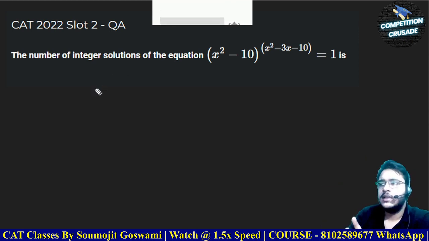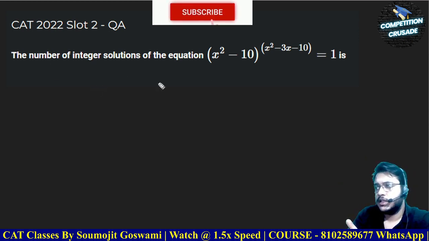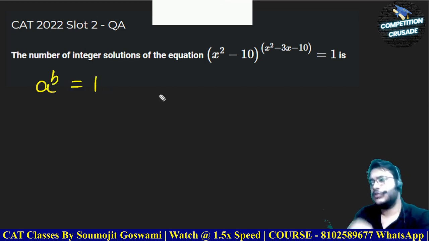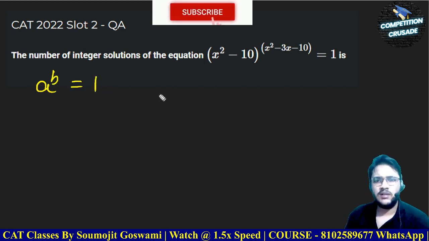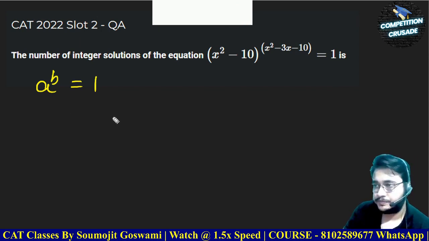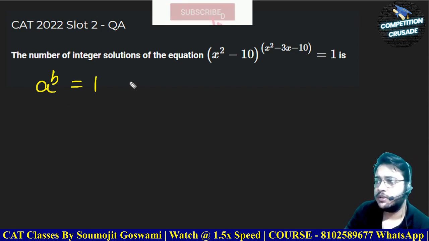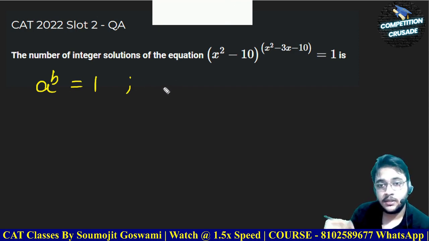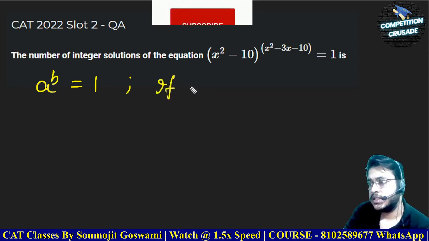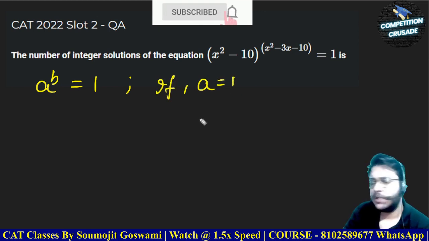The question says: the number of integer solutions for the equation x square minus 10, so this is a raised to the power b, equals 1. Now obviously this is something that will come to your mind, and fortunately there are many students who remember this thing, that anything raised to the power 0 is 1. So what I am saying is, 1 raised to the power anything is 1, that means one condition is, if a is equal to 1, I don't have to bother about b at this point in time.